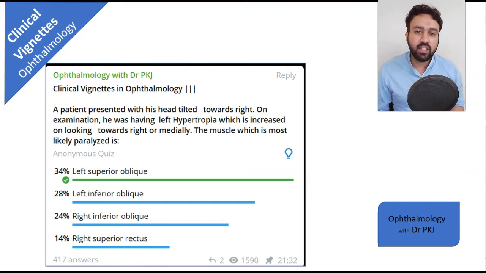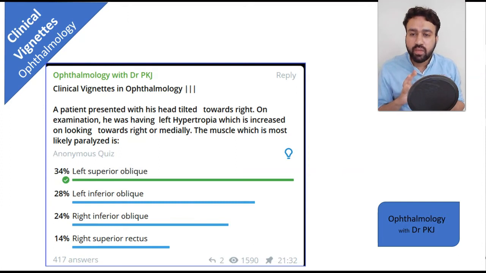Basically, I asked a clinical question on the Telegram channels, and only 33-34% of you got this right. A majority of you got this wrong. Because the PARC 3-step test is a bit of a complicated topic, especially with time and pressure constraints in the exams, it becomes a bit tricky to work the correct muscle out.